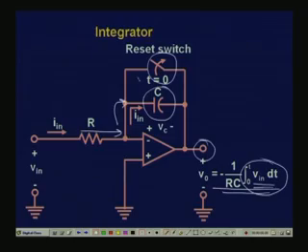For example, we may like to integrate flow to get level, or to compute the total sum of flows, so many things. Integrate velocity to get position, etc. This reset switch is added such that the initial condition on the capacitor can be nullified, can be made 0 before the circuit starts operating.